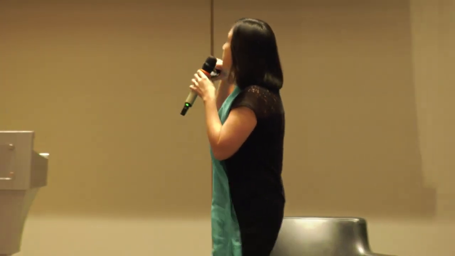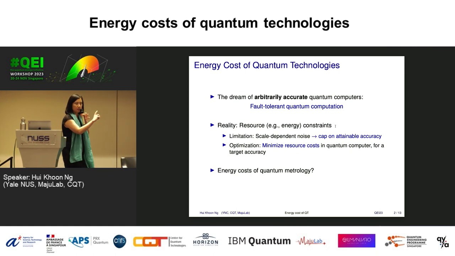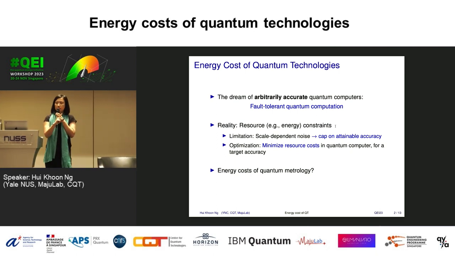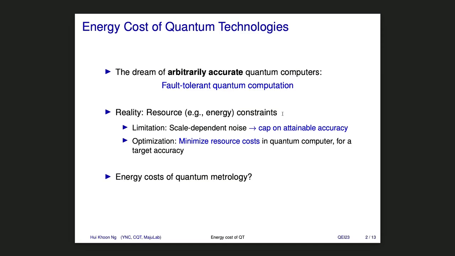So this is the overview. I will start by talking a little bit about what fault-tolerant quantum computing is, because I'm aware that quite a few of you in the audience may not be familiar with the subject. Then I will talk about the reality of it, which I motivated already: resource constraints, and hence scale-dependent noise. And I will talk about the limitations on the kind of quantum computation you can do, even with so-called fantastic fault-tolerant ideas.